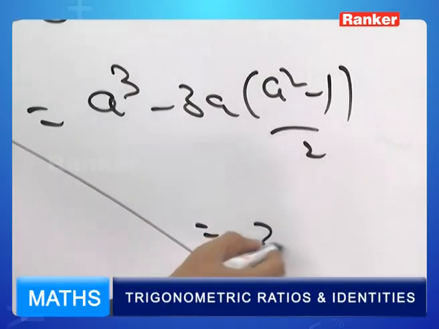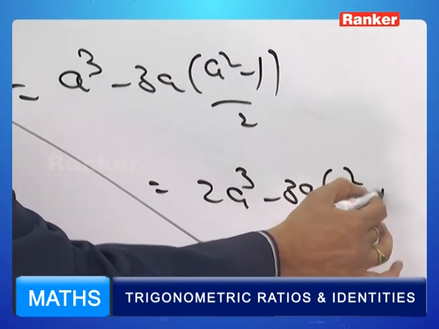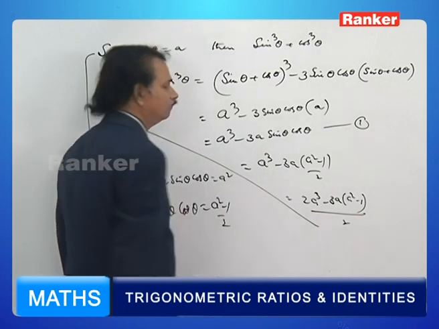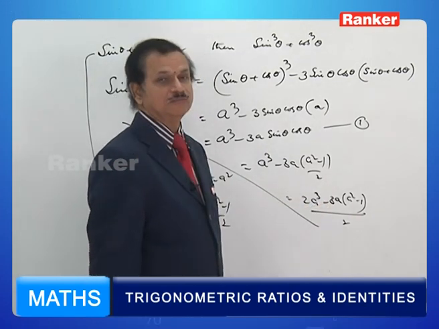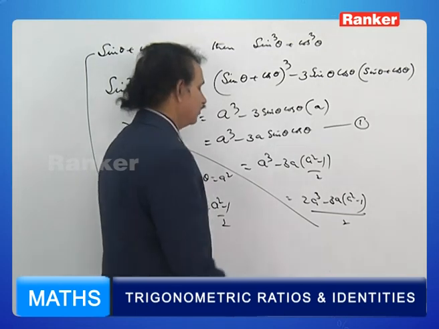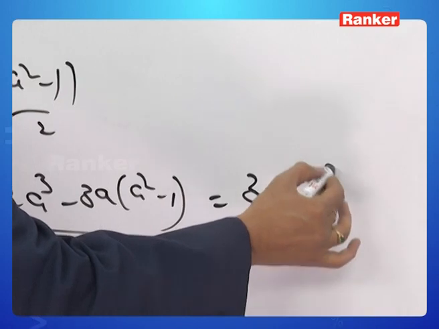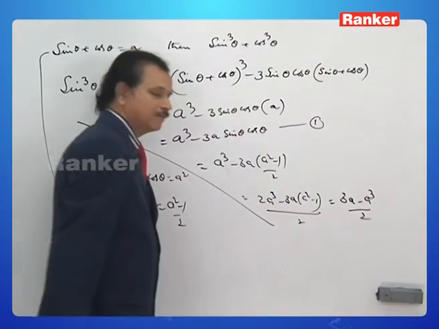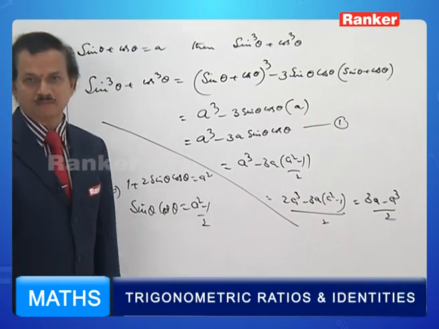Take the LCM. 2a cube minus 3a into a square minus 1 by 2. Well, friend, it is 2a cube, it is minus 3a cube. So, minus a cube will remain. So, the ultimate answer is 3a minus a cube by 2. So, what is the answer for that question? 3a minus a cube by 2.